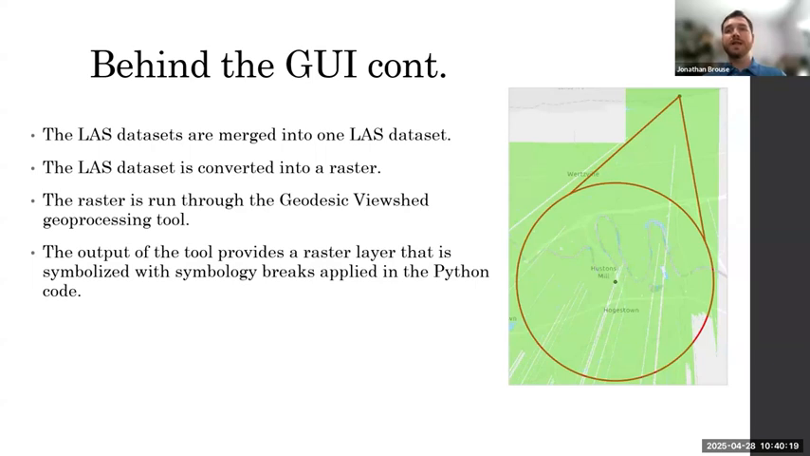This universal dataset is then converted into a raster, and this raster is run through the geodesic viewshed geoprocessing tool. The output and final step of the tool provides a symbolized raster layer. This raster layer has its symbology applied through the tool, where green is visible from the ground up to 80 feet, blue is visible from 80 feet to 120 feet, and clear is anything visible from 120 feet up. This symbology is what my team uses to determine a location's eligibility as a new connection for StarNet, but this symbology can be changed in the code if the user wants.